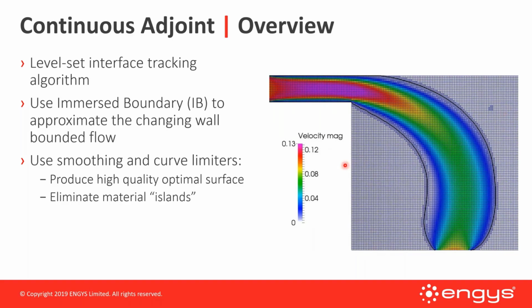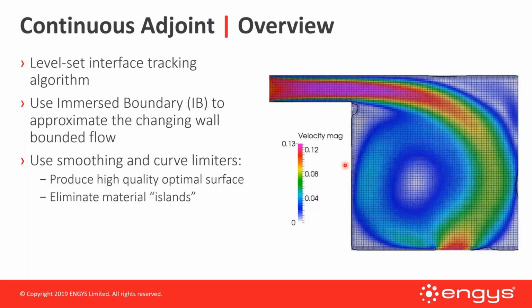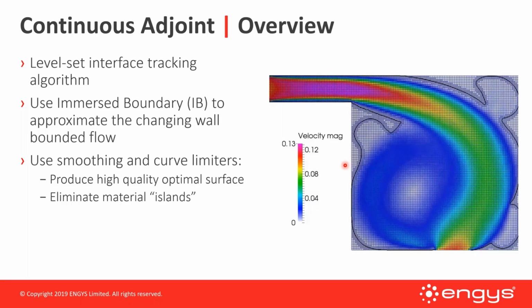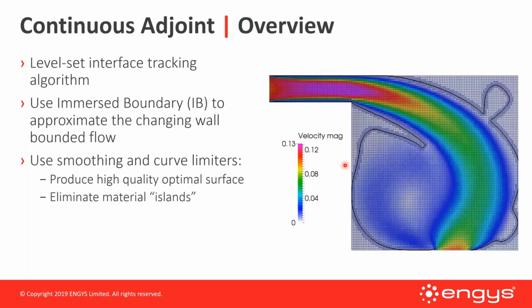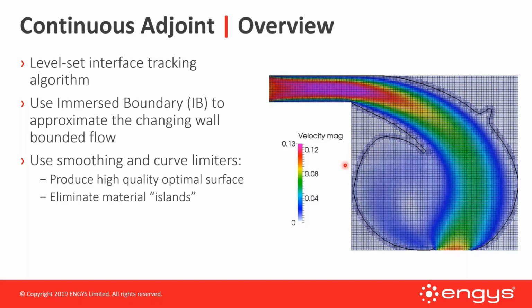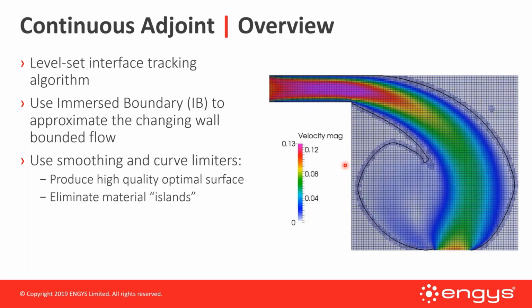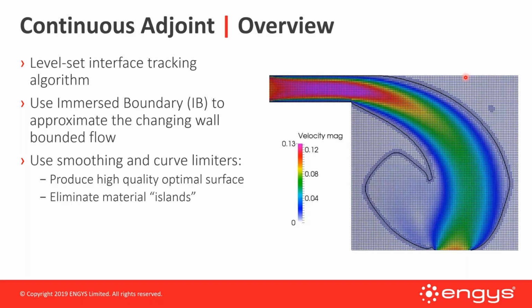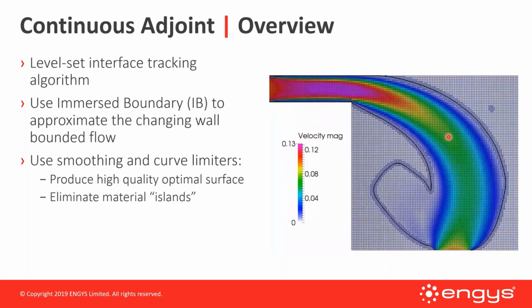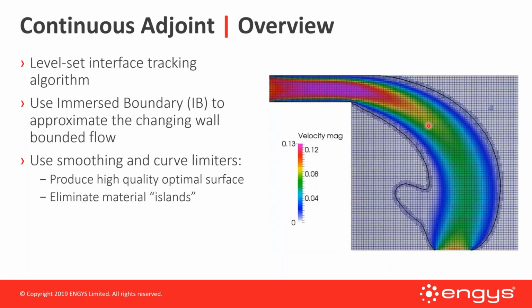It uses an immersed boundary to approximate the changing wall flow. And the reason why we like this is because we're able to use smoothers and curvature limiters to produce really high quality surfaces and eliminate things like islands. So for example, if it's a free surface and it grows from a wall, we have better control over maybe an island that would be unmanufacturable developing out in the middle of this flow. So we increase manufacturability of the surfaces by using something like an immersed boundary with a level set approach.